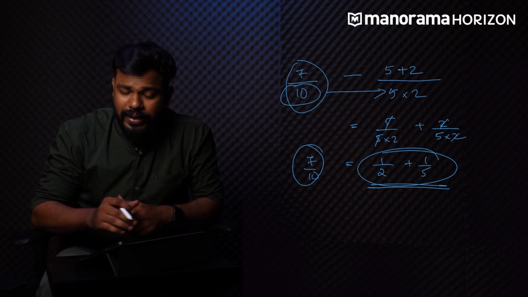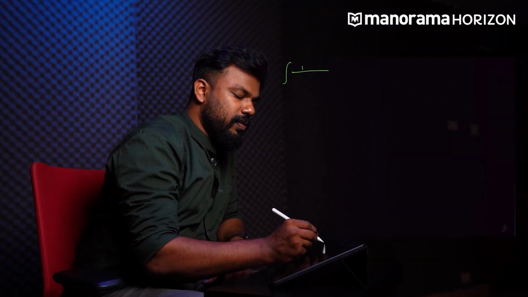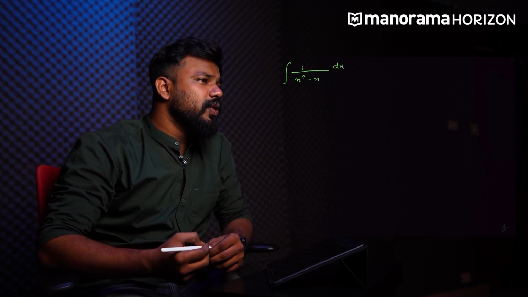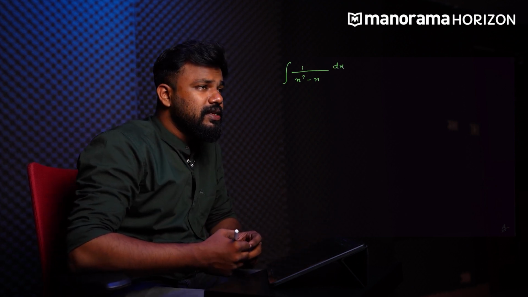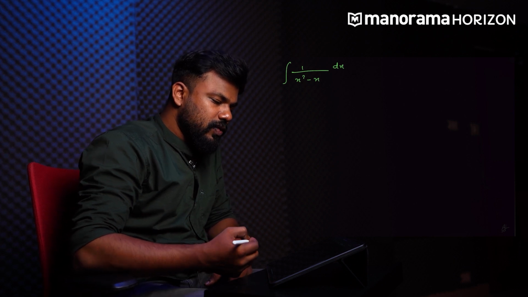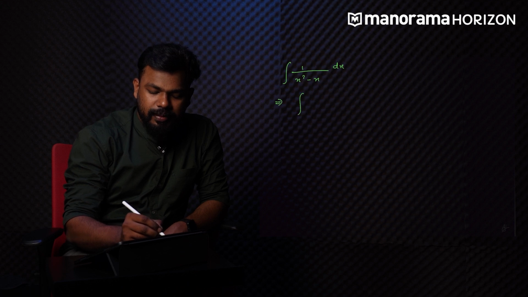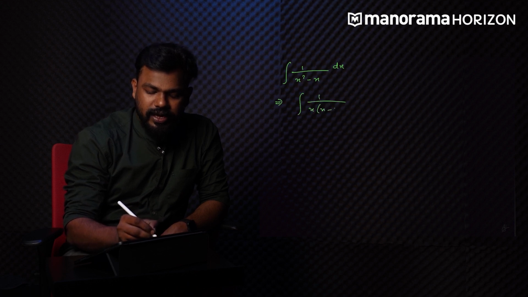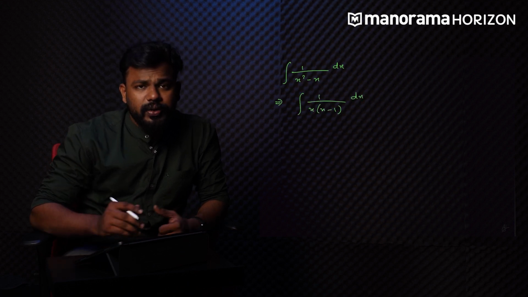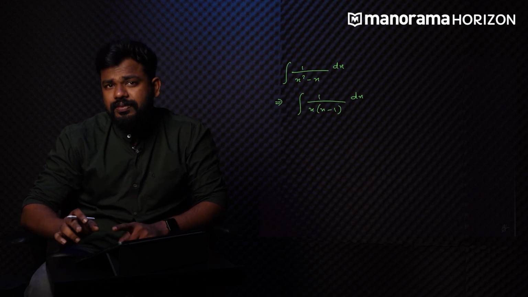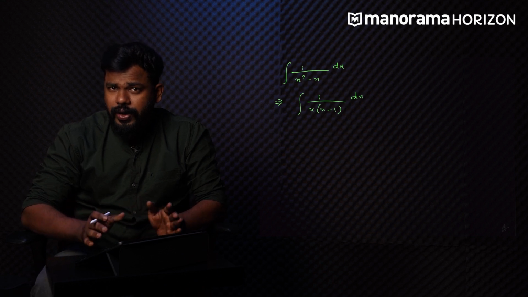So let's start with an example. The example goes like this. Find the integral of 1 by x square minus x dx. As you can see, the integral of 1 by x square minus x dx, I am writing it as x into x minus 1 dx. Here you can see clearly the denominator is a product of x and x minus 1. It is together, right?